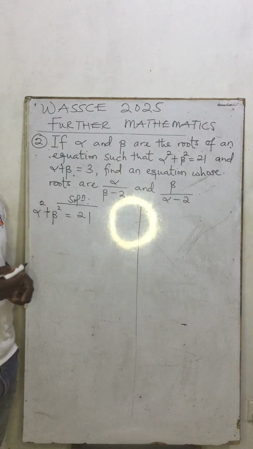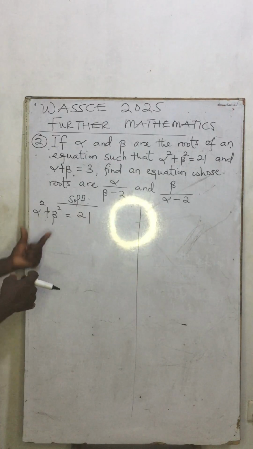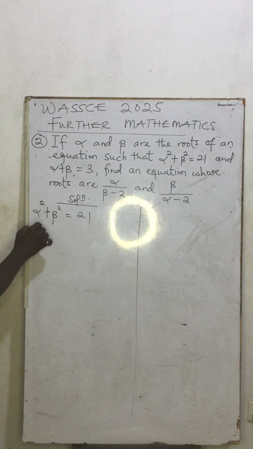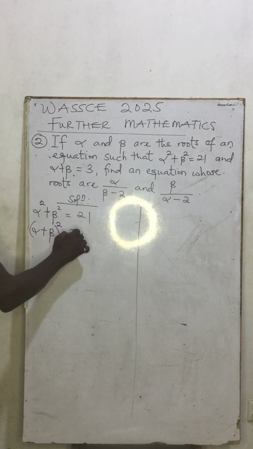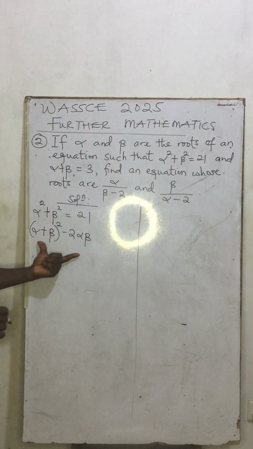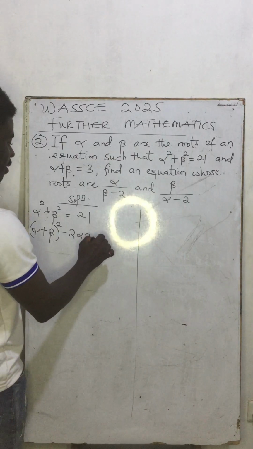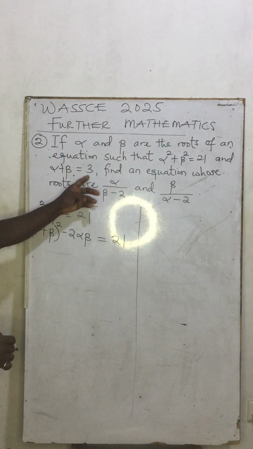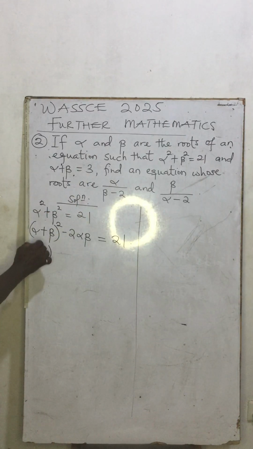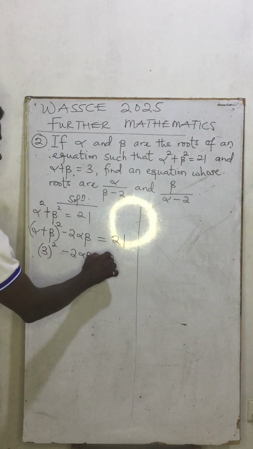Now this is a symmetric function, so we can get the identity for that, which is alpha plus beta all squared minus 2 alpha beta. This is the formula for alpha squared plus beta squared, and this is just equal to 21. Now we know alpha plus beta is given to us as 3, so 3 all squared minus 2 alpha beta equals 21.